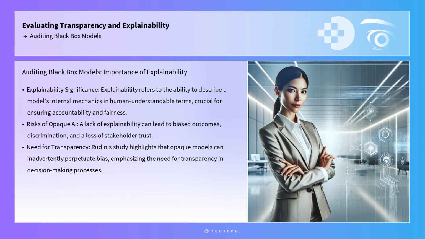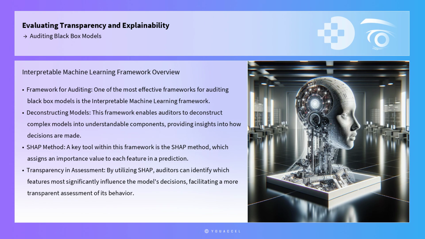decision-making processes. One of the most effective frameworks for auditing black box models is the interpretable machine learning framework. This framework enables auditors to deconstruct complex models into understandable components, providing insights into how decisions are made. A key tool within this framework is the SHAP method, which assigns an importance value to each feature in a prediction, offering a clear explanation of the model's output. By utilizing SHAP, auditors can identify which features most significantly influence the model's decisions, facilitating a more transparent assessment of its behavior.